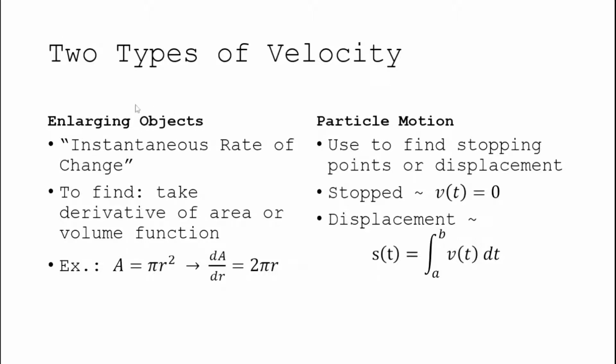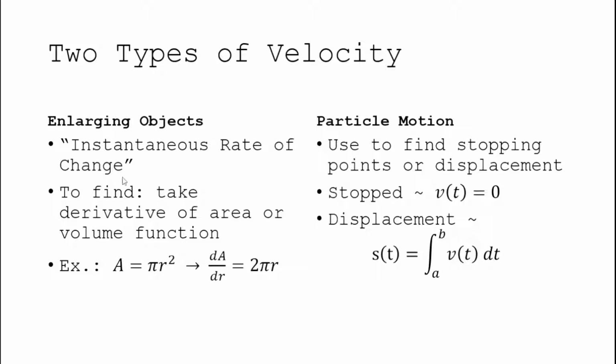The first is enlarging objects, so we're going to be taking circles and possibly three-dimensional objects such as cylinders, and expanding them and then finding the rate at which the area is changing. And second, we're going to be finding the motion of particles, specifically when a particle is stopped.